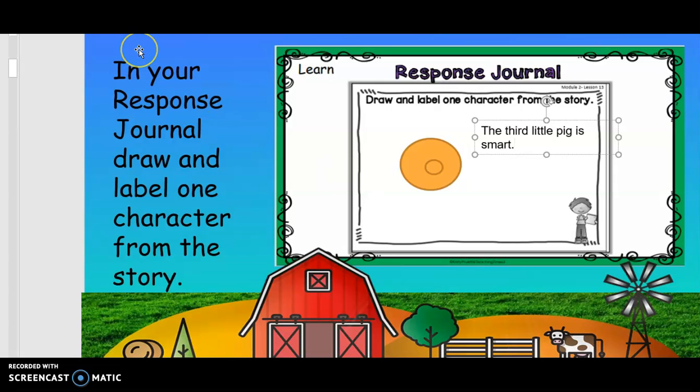So you will have an activity on Seesaw, but I want you to use this video as a reminder of who those characters are. I can't wait to see who you choose.